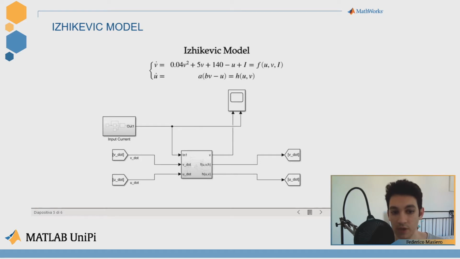This is how our project will look like at the end. There's a major box subsystem in which we have the implementation of the equations of the dynamics, and then there's an additional input which is an input of current, and by tuning this input we are able to generate the different behaviors of our neuron. So without going too much in the detail, let's start.